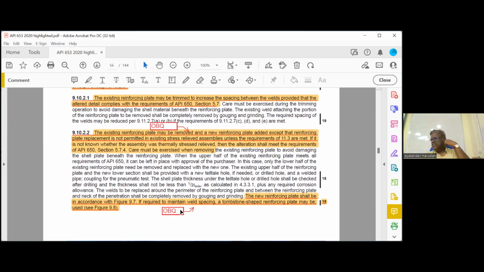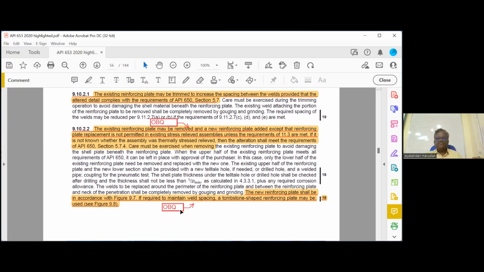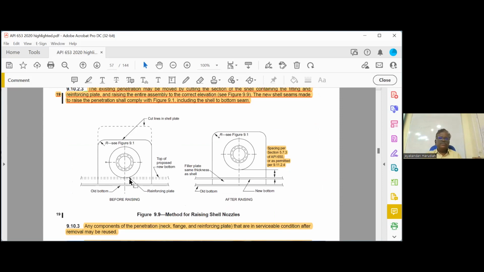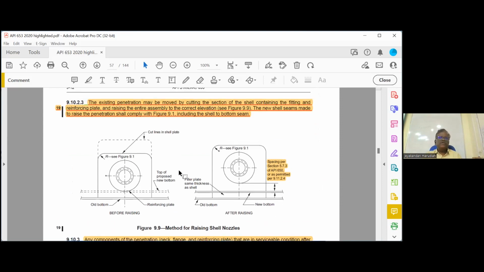So when you are welding shell to bottom, you have to use a tombstone, especially for a nozzle, if we want to replace it from that location. We can replace it. Only the reinforcement plate, we cannot cut and put a new plate, because it is already post weld heat treated, PWHT. Then this is the way we have to cut it. You can see here, we can trim it or cut a new plate. The existing penetration may be moved by cutting the section, fitting under the reinforcing plate.